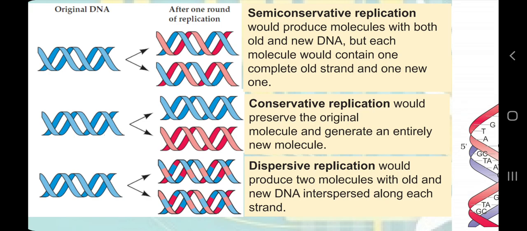So these three possibilities are called the semi-conservative mode of DNA replication, the conservative mode of DNA replication, and dispersive replication. What does this mean? Semi means half, and what is conservative? To conserve means to protect. So if you take the second one first, the conservative replication, here we can understand the idea.